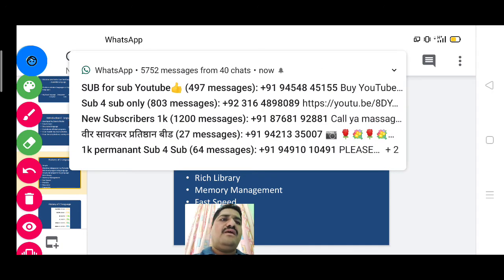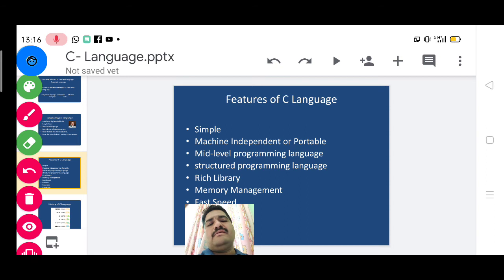Then the next important feature of C language is the rich library. C provides a lot of inbuilt functions that make development fast. And then next, memory management. C supports dynamic memory allocation. In C language, we can free the allocated memory at any time by calling the free function.